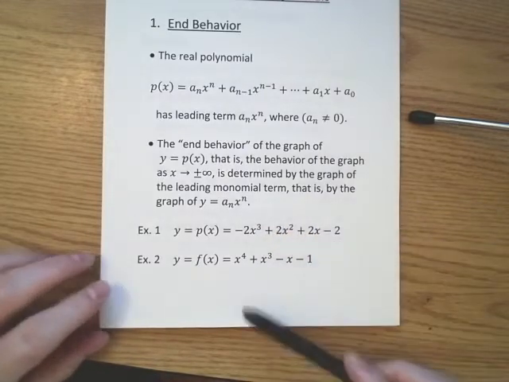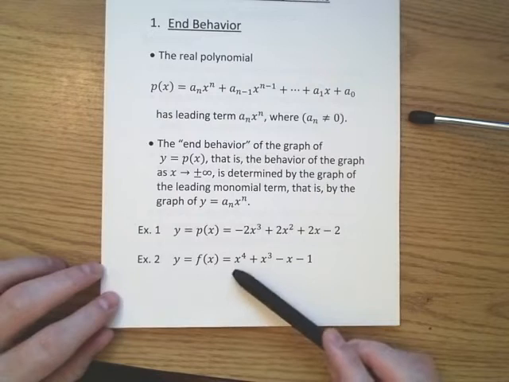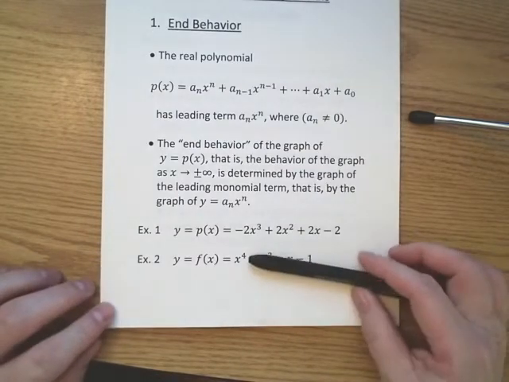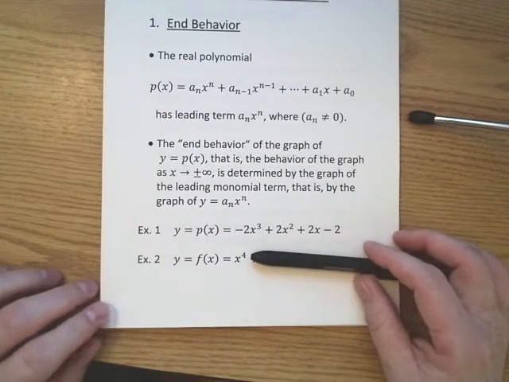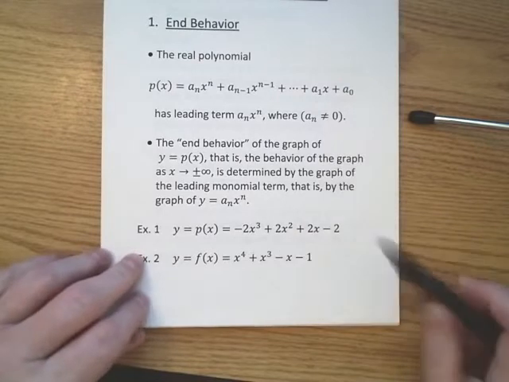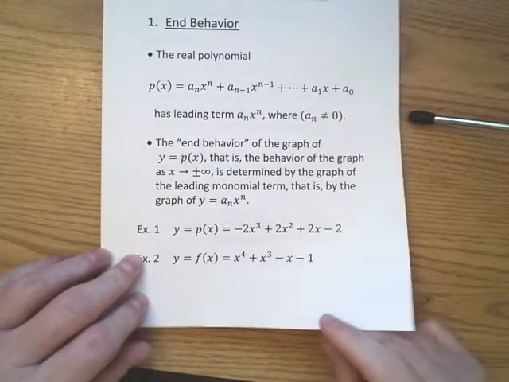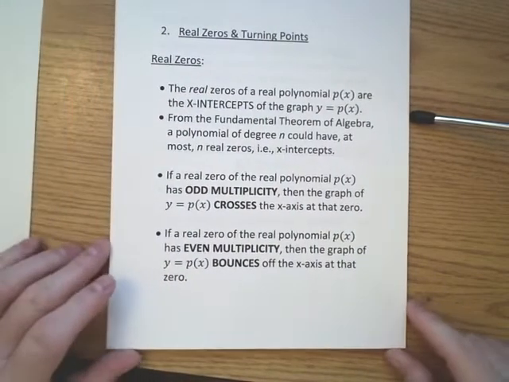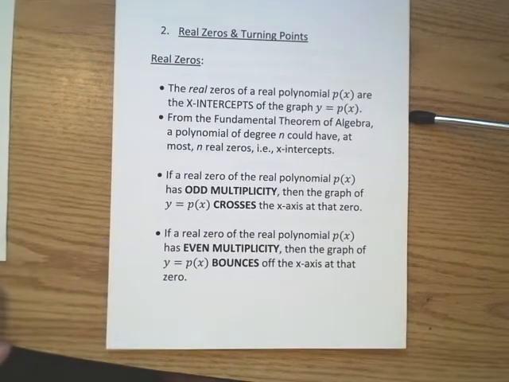And then we're going to take a second example here: y equals x to the fourth plus x cubed minus x minus 1. I claim in the long run, as x approaches plus or minus infinity, it's looking like y equals x to the fourth. Do you remember what that looks like? Again, we'll look at this in greater depth when we put all the pieces together in graphing real polynomials.